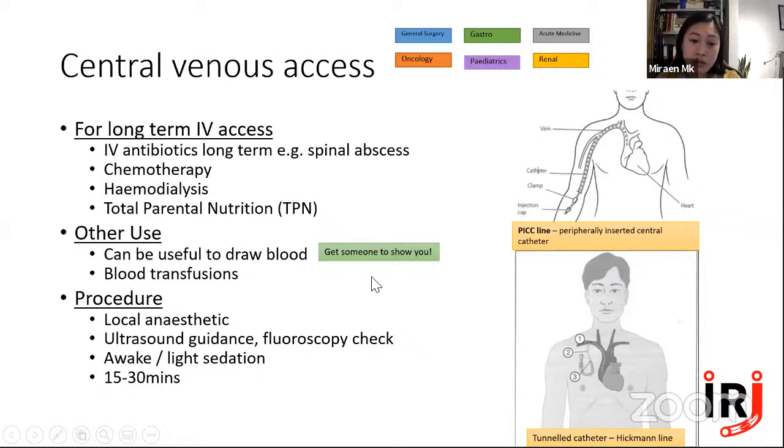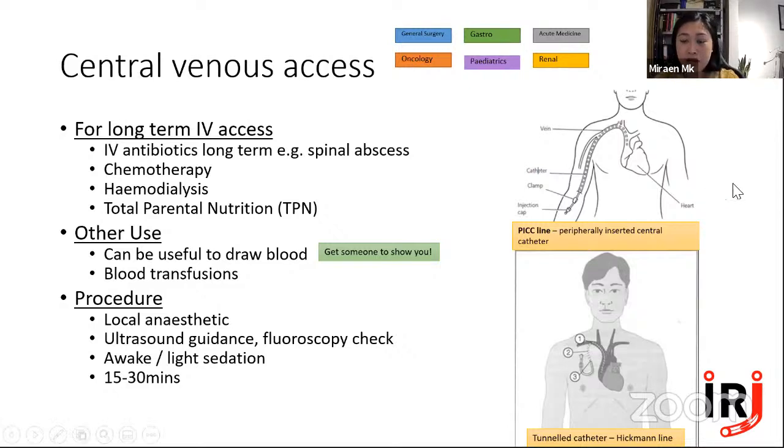Often they're awake for it, or again sedation if they require. 15 to 30 minutes, inject local anesthetic to the area, scan it with ultrasound, make sure you're at the vessel you intend to go into. And often after the tube is put in, you check with x-ray or ultrasound.